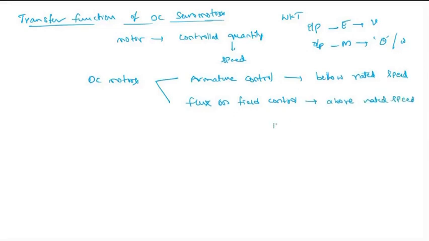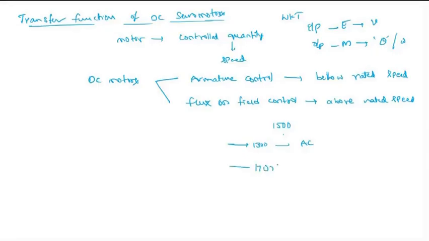Suppose, for example, your machine's rated speed is 1500. If you want to run the machine at 1300 RPM, you will use armature control. If you want to run it at 1700 RPM, you can use field control. Depending upon the speed requirement, we can run the machine in either armature control or field control. Before moving to the transfer function of this servo motor, let us first know what armature control and field control are. Then afterwards we'll go for the derivations.